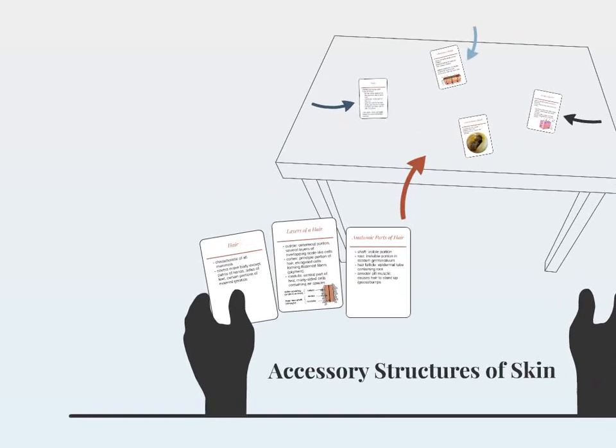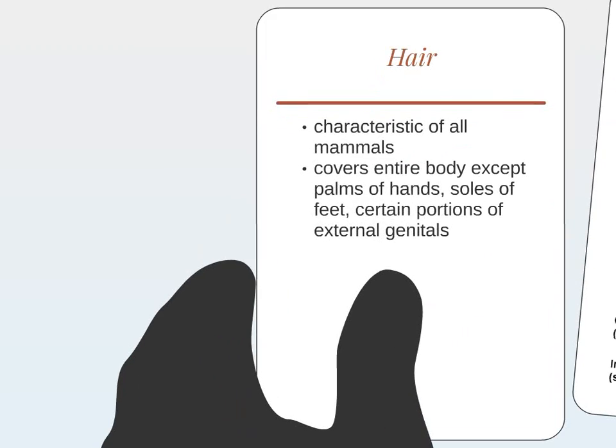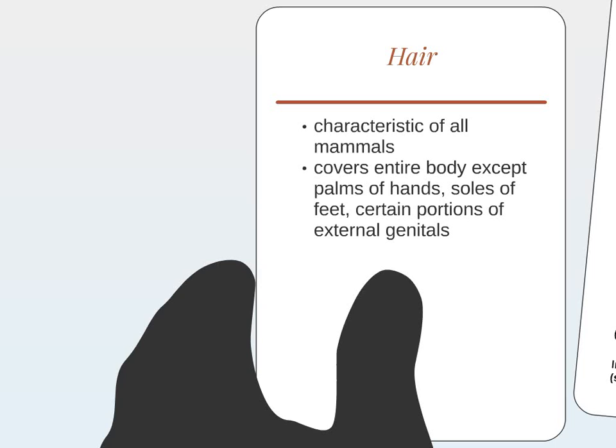So first thing we're going to talk about is hair. It is characteristic of all mammals. You may have learned that in previous biology or zoology classes. Hair is characteristic of all mammals. All mammals have hair. And our hair covers the entire body except the palms of your hands, the soles of your feet, and certain portions of the external genitals, which I'm sure you can probably figure out what those are. If not, ask your parents.